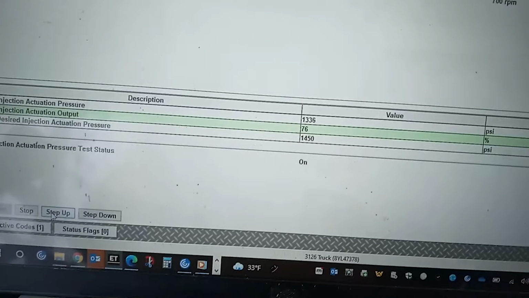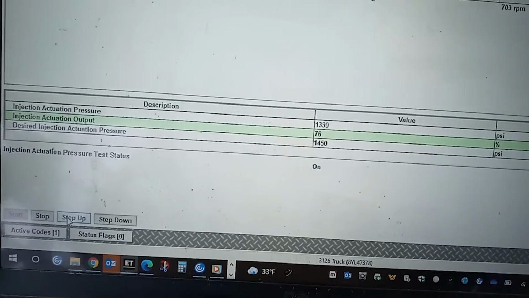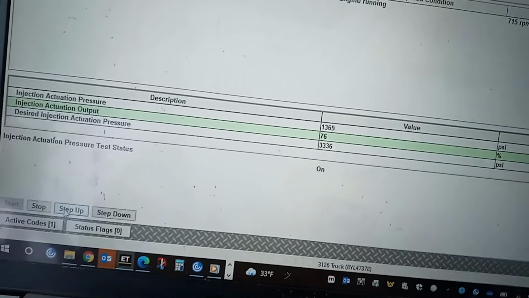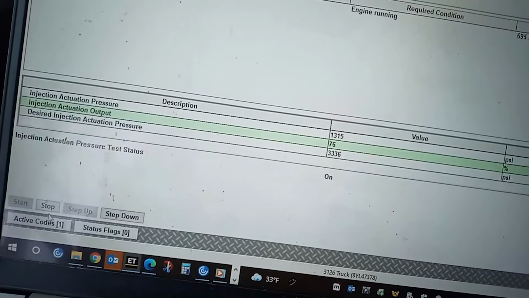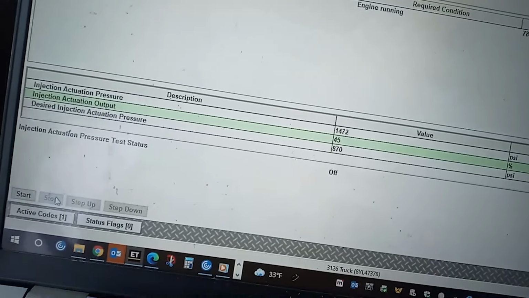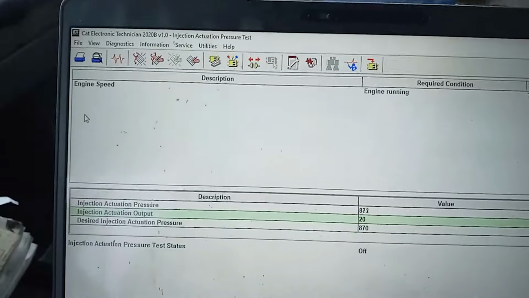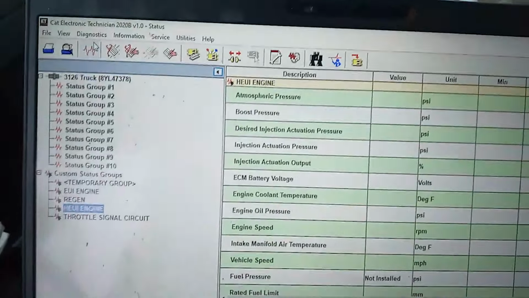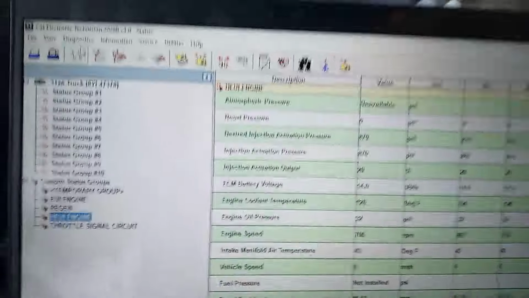Look at that. It tried to bump it up to 1450. It's not even building it there. It's already at 76, which is max. See, there's something seriously wrong with this system. Either the HEUI pump or the injector seals are most likely the problem, so now we've got to troubleshoot it. Let's get her in the shop.